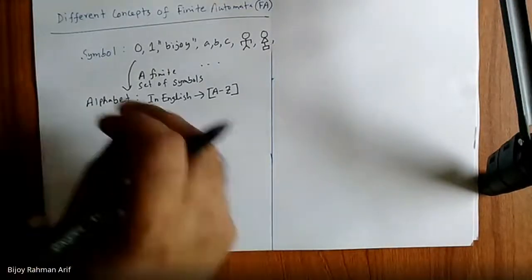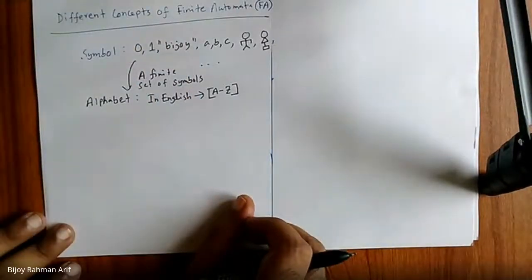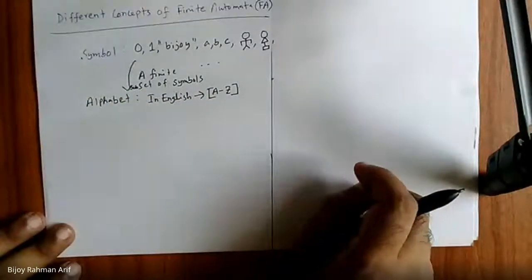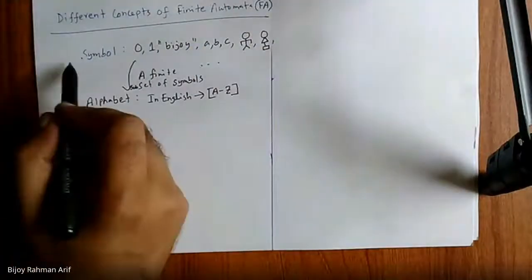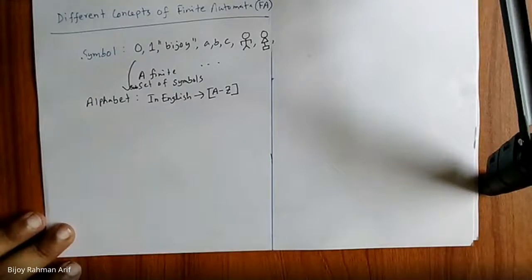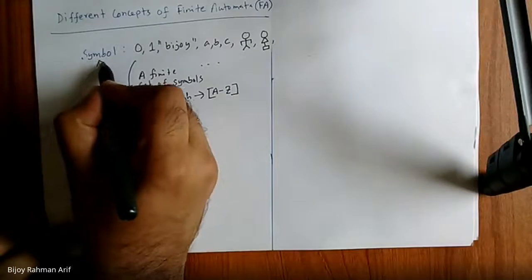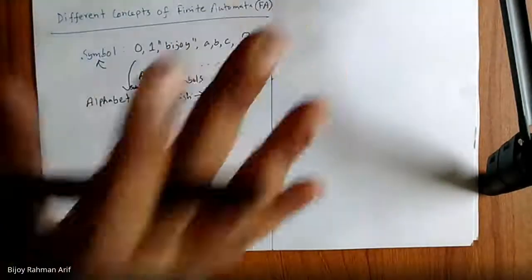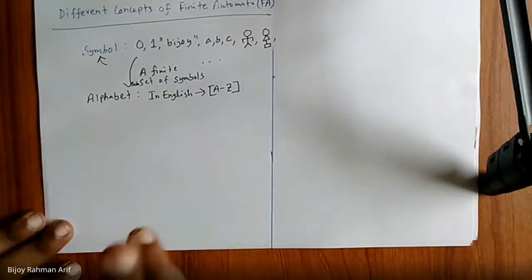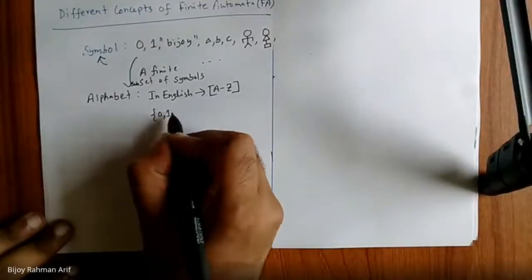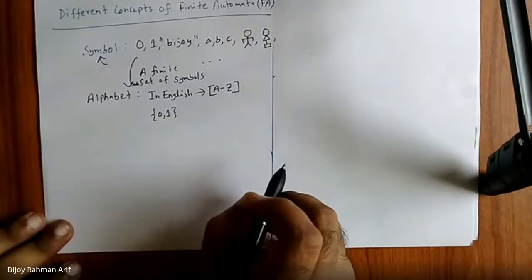So what is the relation between symbol and alphabet? An alphabet is a finite subset of symbols. Because symbol contains everything. It is a very hypothetical concept, but it contains all the symbols possible. Out of all the symbols, we take a few symbols and make our alphabet. Then 0, 1 can also be considered an alphabet.